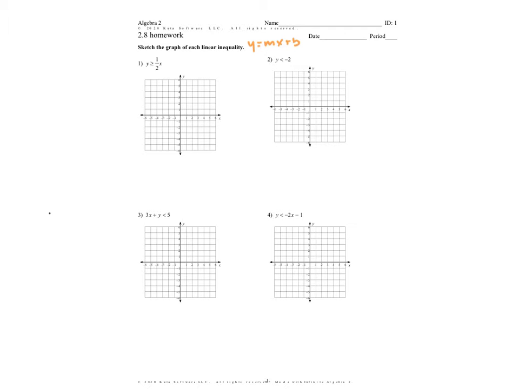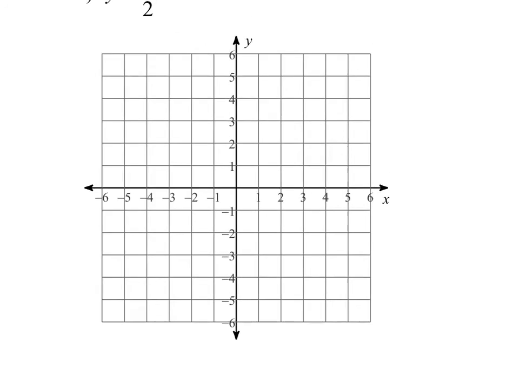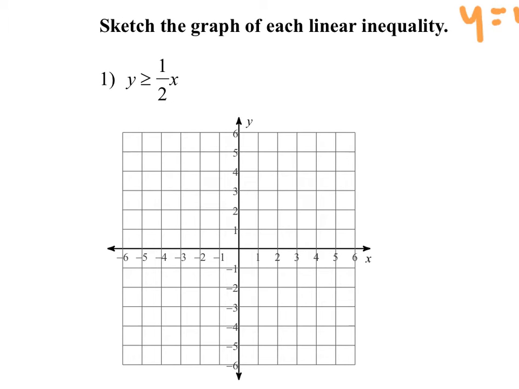So what would our slope be? What's our slope here? 1/2. And then what's our y-intercept? Do we have a b here? No. So what do you think our y-intercept's going to be? 0. So our graph crosses the y-axis at 0.